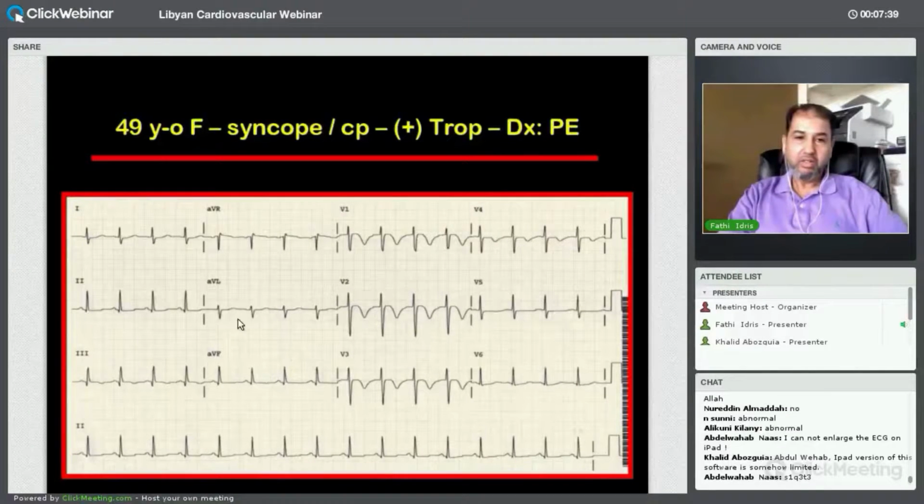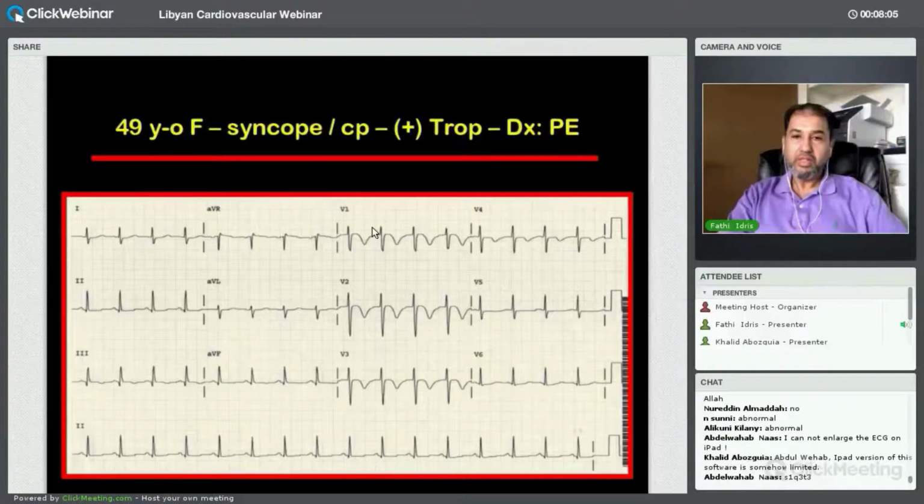And as Dr. Anas pointed out, the patient has the classical S1, when you see an S in lead 1, a tiny Q in lead 3, and T wave inversion in lead 3. You may not see it in each patient, but if you see this S1, Q3, T3 with the T wave inversion in the right context, even with positive troponin, that's suspicious for pulmonary embolus.